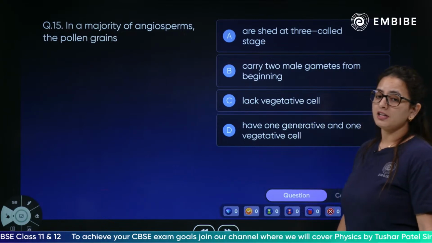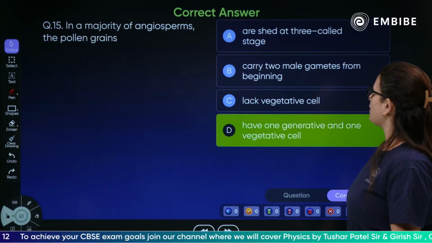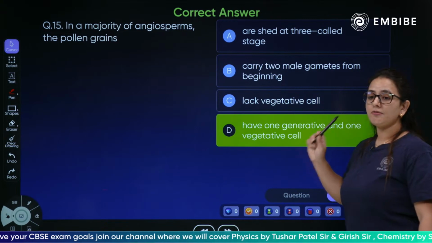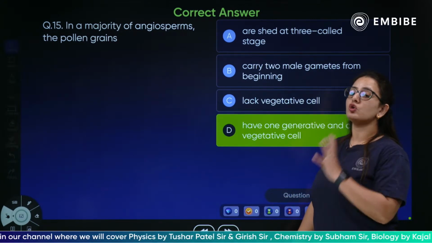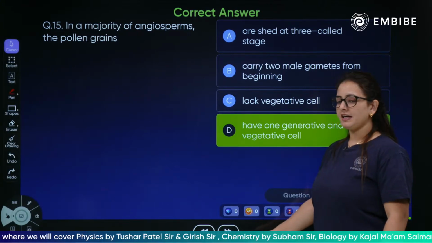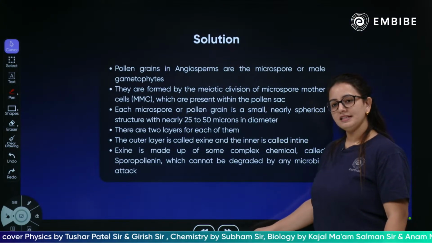In a majority of the angiosperms, the pollen grains have one generative cell and one vegetative cell. They are basically shed at the two-cell stage, one vegetative cell and one generative cell.